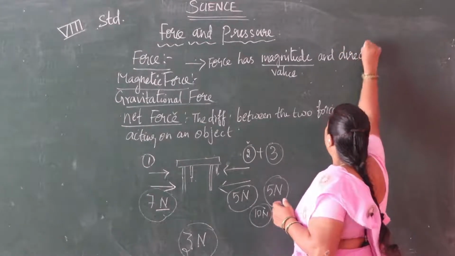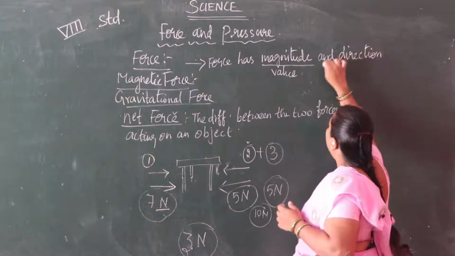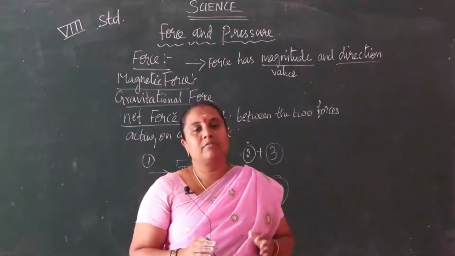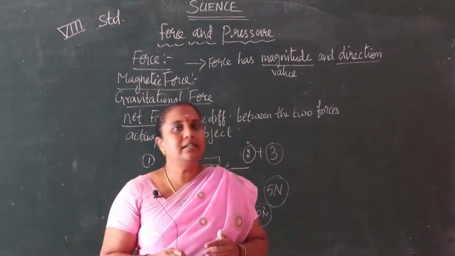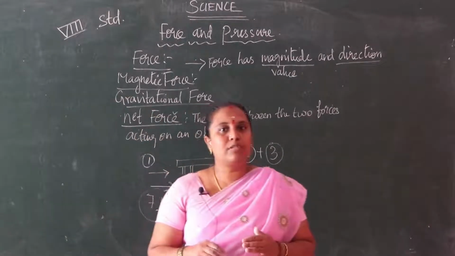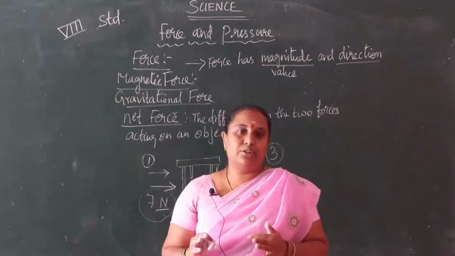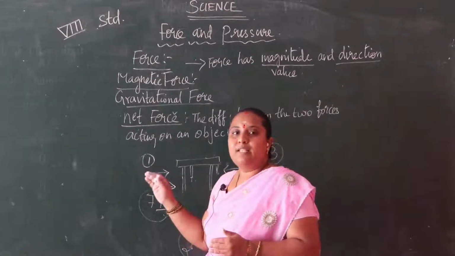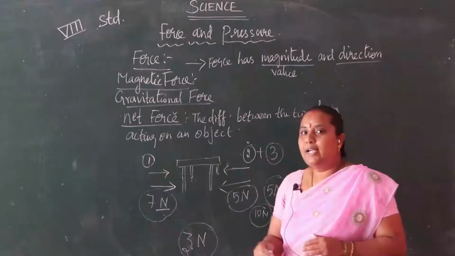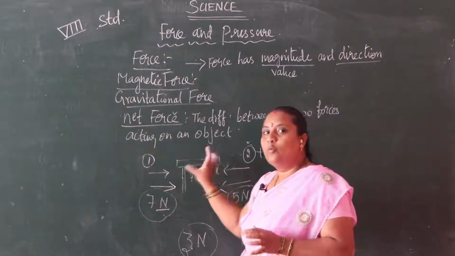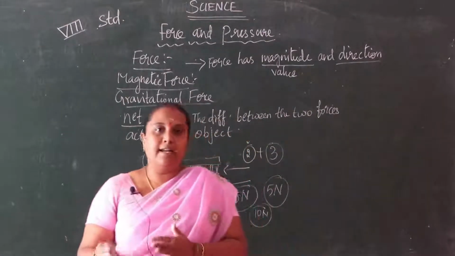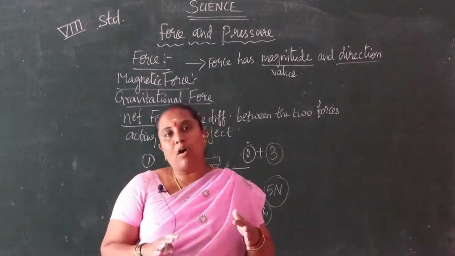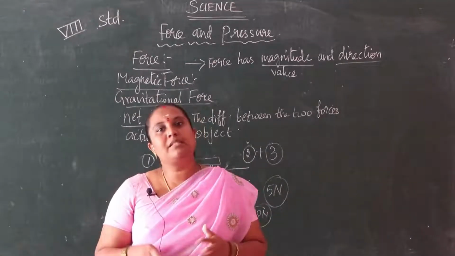Magnitude and direction. This comes under a one mark question: force has both magnitude and direction. Understood, children? So this is exploring forces. Based on exploring forces, children are moving a table from one place to another place. While moving, they are giving forces on the table. If all the children give force on the same side, then there is no opposing force.